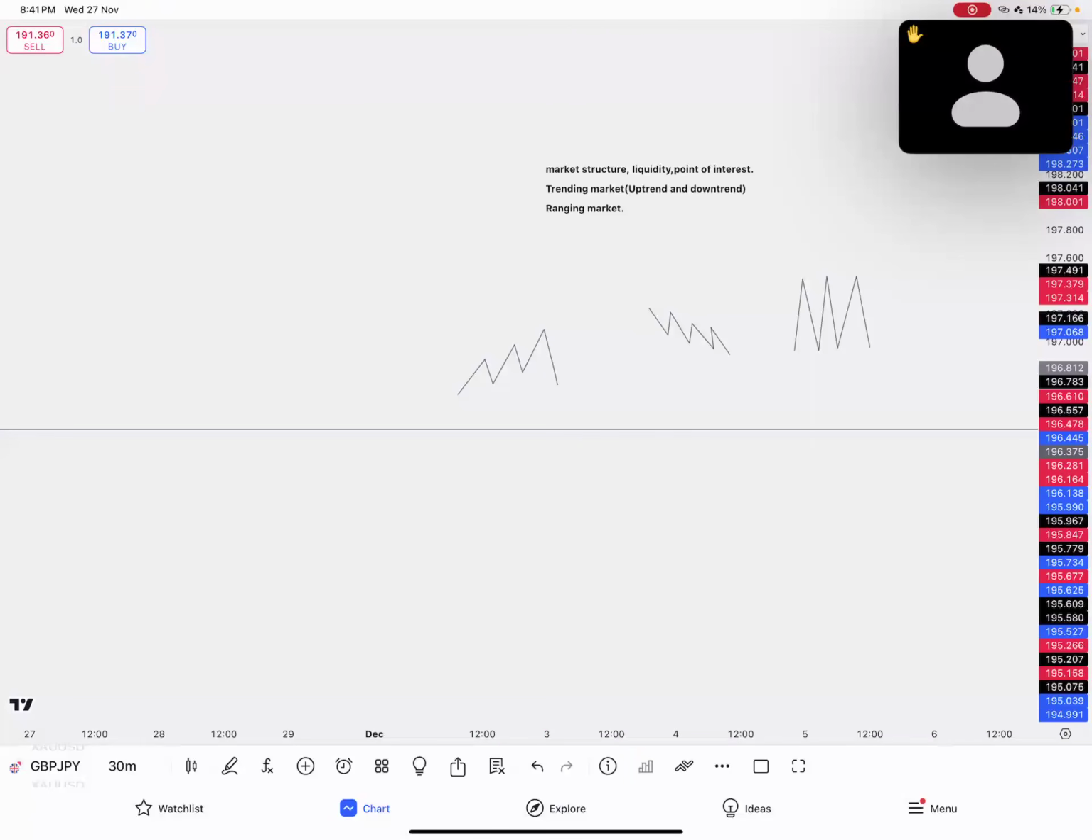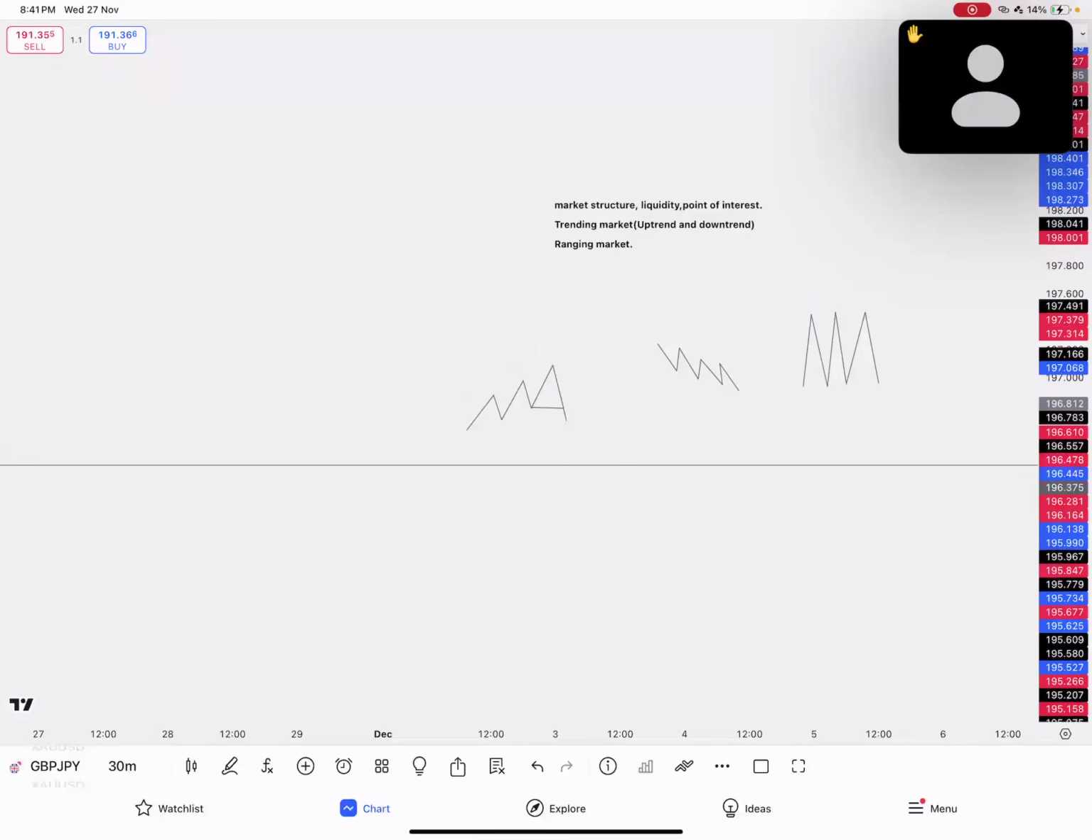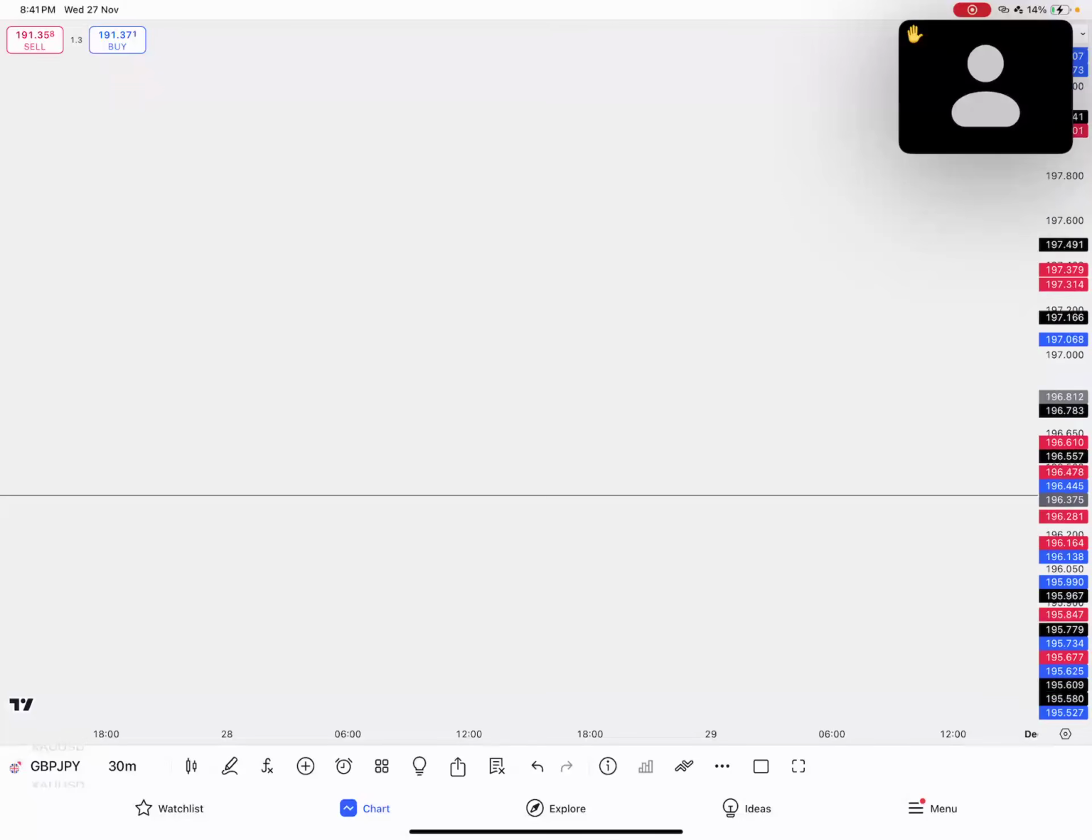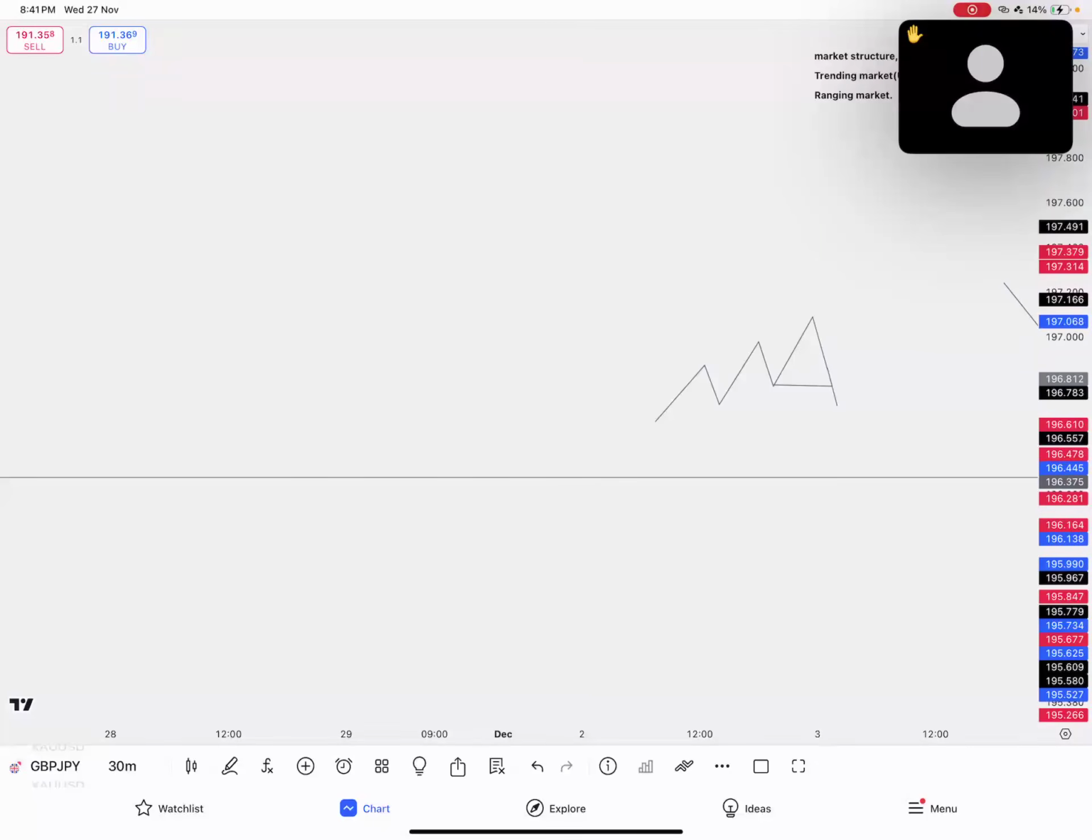So the way the market is making higher highs and higher lows, higher highs and higher lows, higher highs, then comes here, makes a lower low. This already has a market structure shift occurring here, because the market already deviated from the current pattern it is following to make an uptrend. So this right here is a market structure shift.